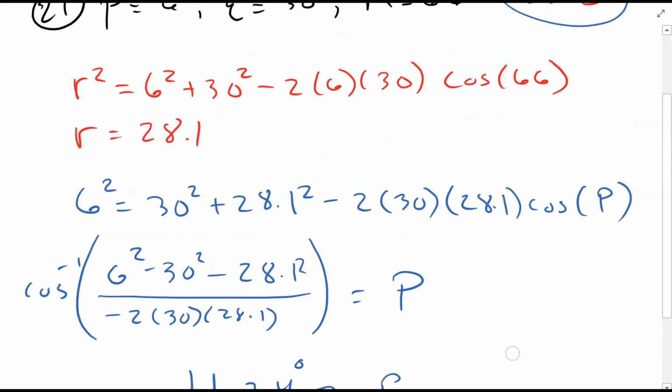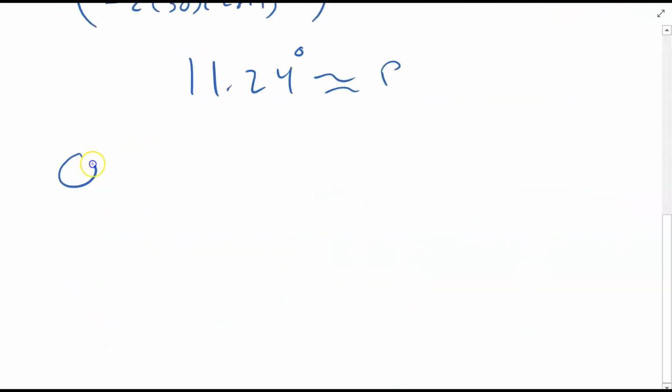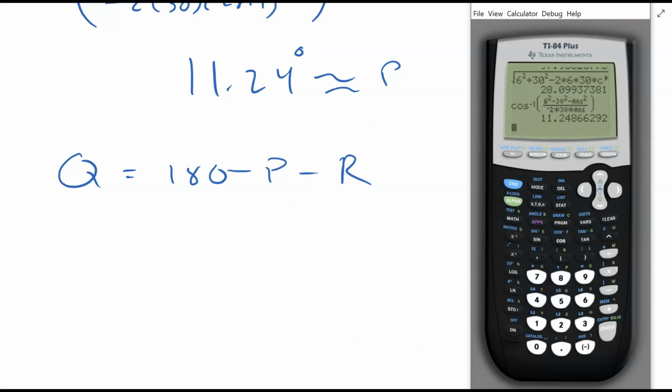And then to find, what's the other label? Q, then I can just do 180 minus P minus R. So 180 minus that previous answer minus 66. So I got 102.76.